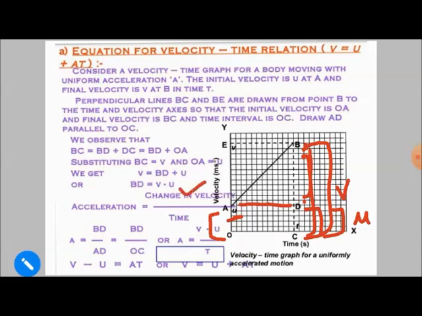Now the acceleration is change in velocity divided by time. So the change in velocity is here BD, and time is AD, here on the time axis. We can substitute OC in place of AD. So it will become a equals V minus U divided by t, or when we solve it by cross multiplication, it will become V equals U plus AT.